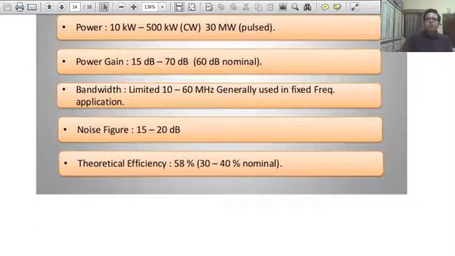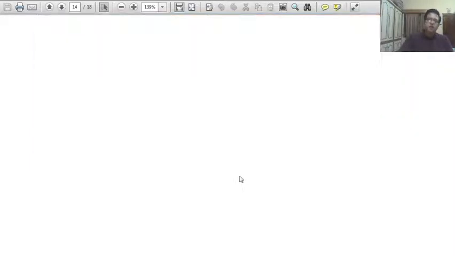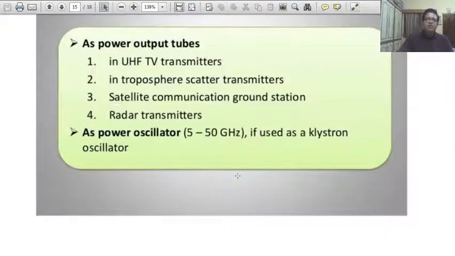Power gain 15 dB to 70 dB. Power gain is 15 dB to 70 dB, 60 dB is nominal. Bandwidth limited, 10 to 60 megahertz. Noise figure. Theoretical efficiency, that is an important part. Theoretical efficiency is 58%, nominal 30 to 40%. Applications we have already seen, again it is given. This is important data: power oscillator 5 to 50 gigahertz.